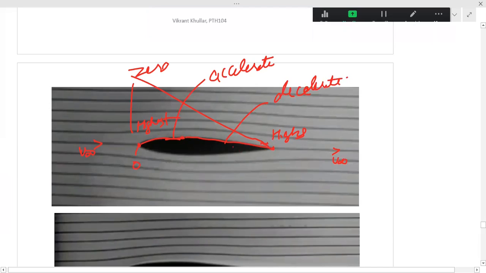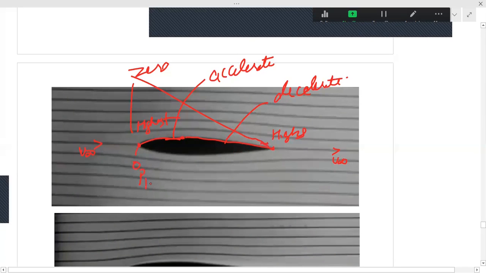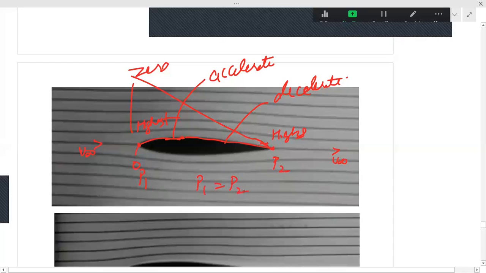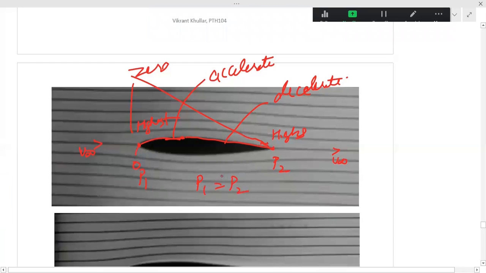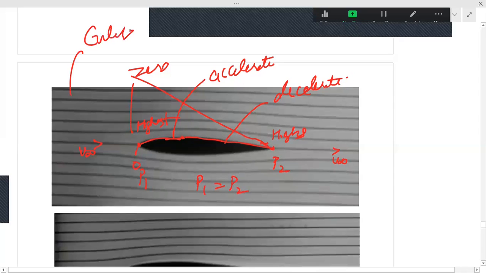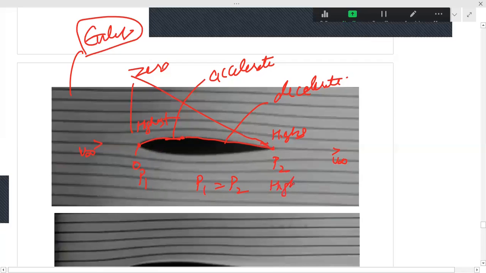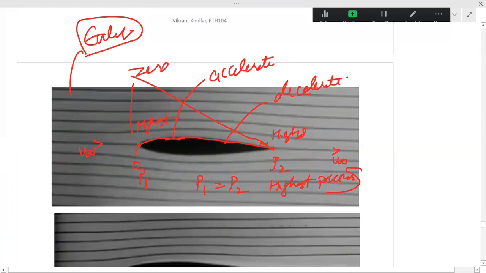Is that clear? If pressure here is say P1 and pressure here is P2, you know that P1 is equal to P2 in case of inviscid region. If I don't assume any kind of viscosity, this is the result of Euler equation. I will come to the fact that when we add the viscous effects, it will not change much, but it will change something. So P1 is equal to P2 and these are the highest pressures. Is it clear till here?